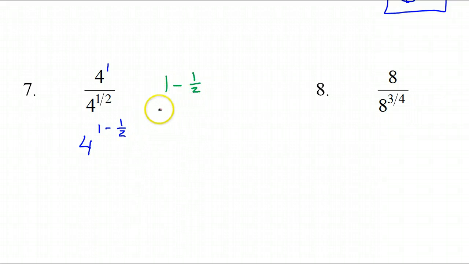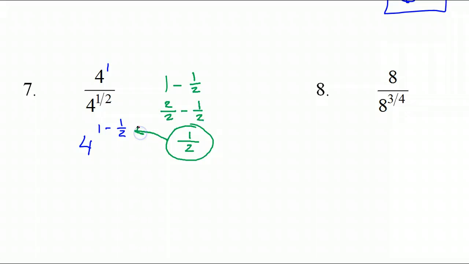1 minus 1/2. I love to work with 1 when I'm doing fractions, because you can make 1 into anything you want. 2 over 2, 3 over 3, 4 over 4, whatever you want. So let's make it 2 over 2. So that way I can do it. So they're like denominators. So 2 minus 1 is 1. So that will be 1/2. So that's what's happening here.